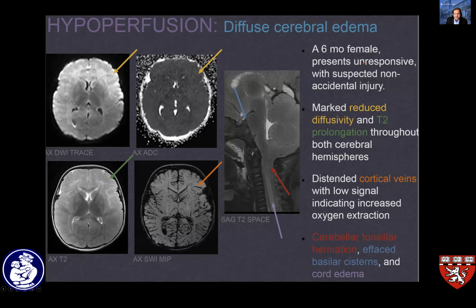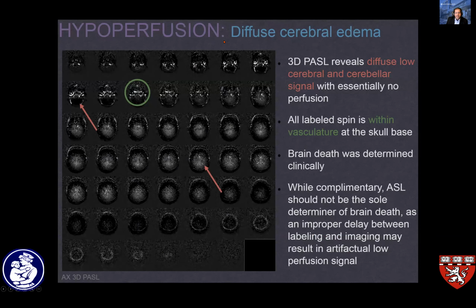This is another patient, a 6-month-old female who was found unresponsive, suspected non-accidental injury. There's decreased diffusivity throughout the brain, and also evidence of herniation of the cerebellar tonsils, effaced basal cisterns, and cytotoxic edema. And on the ASL image, which is a 3D PASL technique, you can see global cerebral hypoperfusion, and all the labeled spin is within the skull base vessels here. So nothing is getting into the brain.